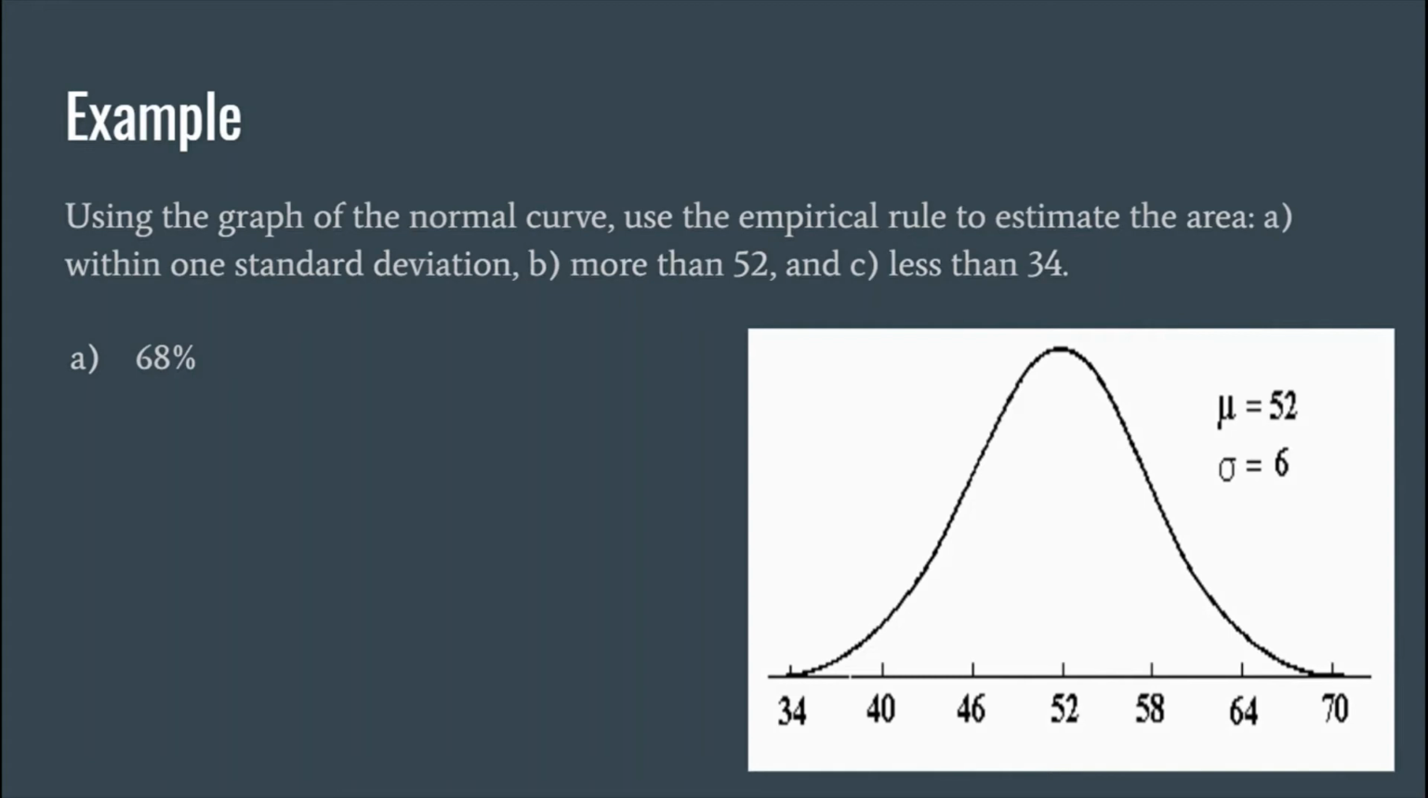Okay. B, more than 52. So 52 here is our mean. The mean is right in the middle. So we were looking at this half, right? 50%.